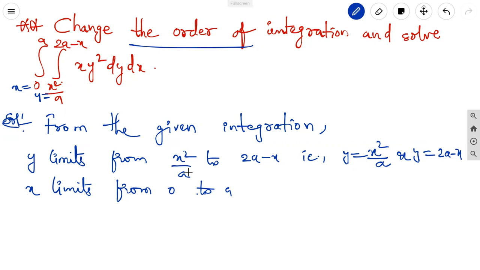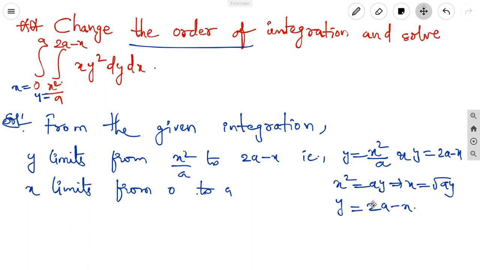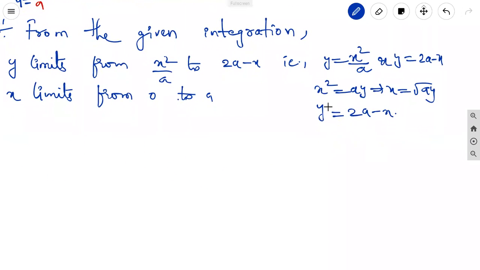Now we can change the order, so y is expressed in x, which means x can be expressed in y, and y can be expressed in real values. First we can equate these two. From this, x squared equal to ay, then x equal to root ay. And another line is y equal to 2a minus x. First we can construct the diagram from these two curves.